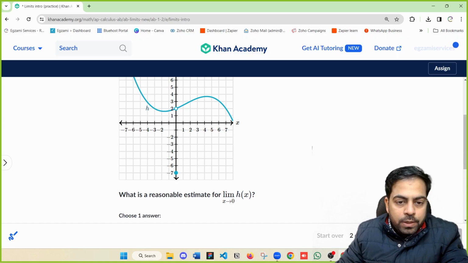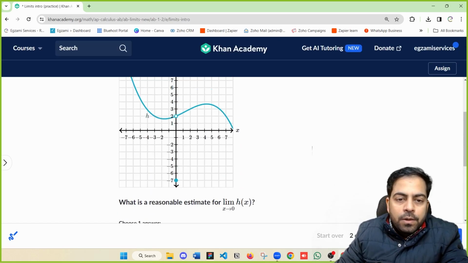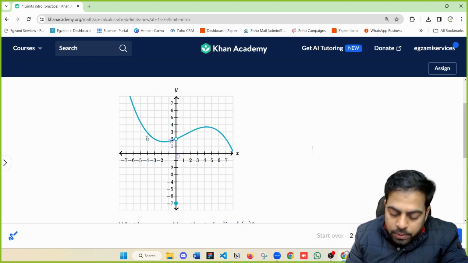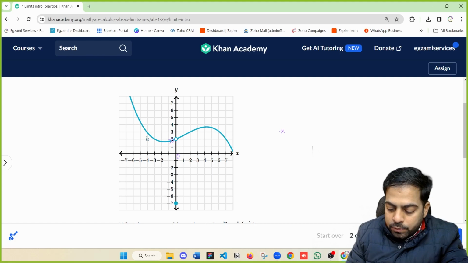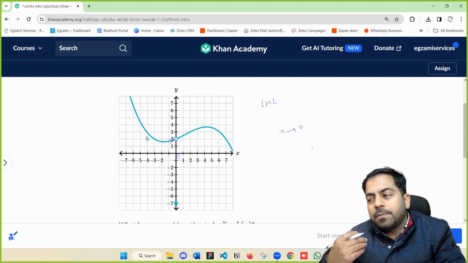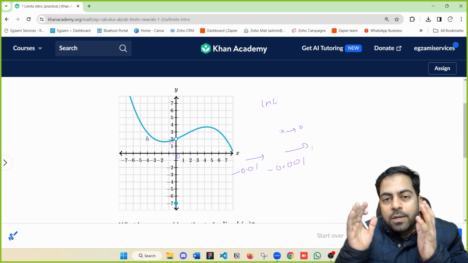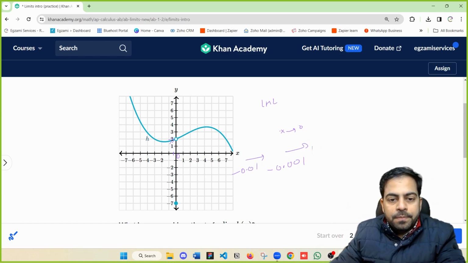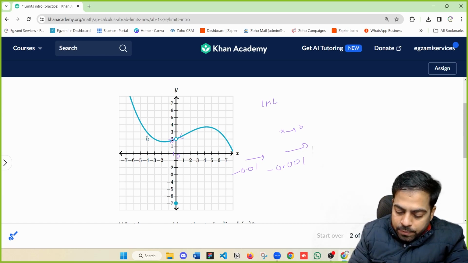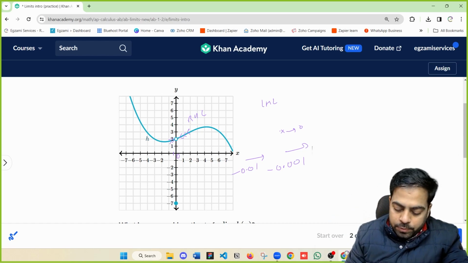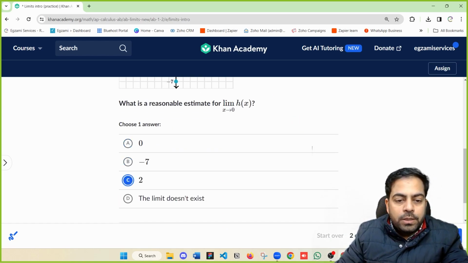So now let's look at the options. Here it is 2. Now how to see the LHL and RHL? Stay close to the number, as close as possible. If x is approaching 0, for the LHL it will be like minus 0.001, minus 0.01, like that. We have to stay close to the number, as close as possible, right? And from the right hand side, the RHL, which is the right hand limit, is also 2. So both of these are approaching 2, so let's go for 2.